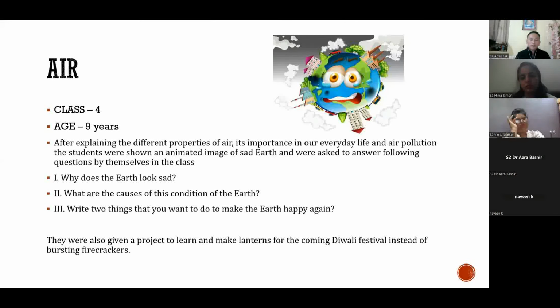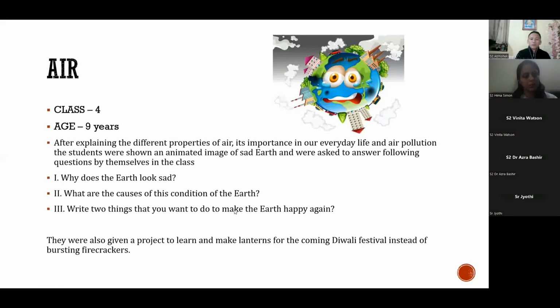Then the third question which I asked them was, write 2 things that you want to do to make the earth happy again. So once they know these questions, they will now think about what we can do. So obviously some will come up, they will say planting trees, maybe some will come up with not using vehicles for short distances.